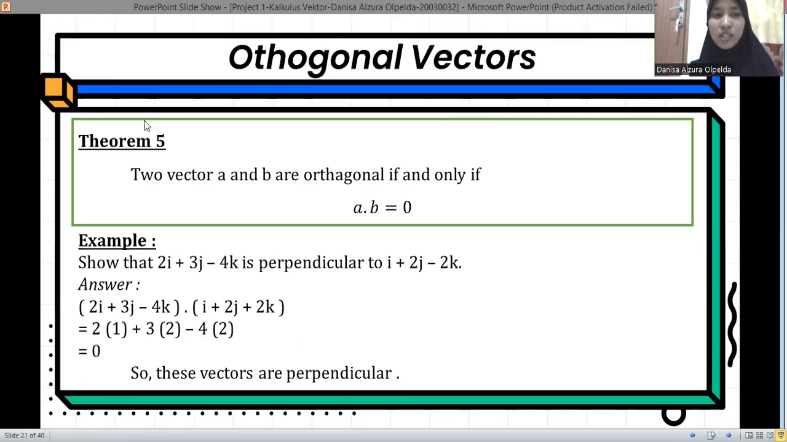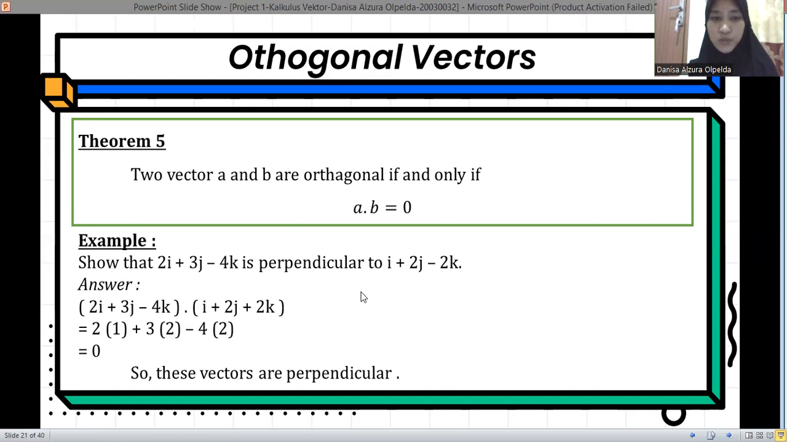Orthogonal vectors, Theorem 5: two vectors A and B are orthogonal if and only if A dot B is equal to 0. Example: show that 2i + 3j + 5k is perpendicular to i + 2j - 2k. Answer.